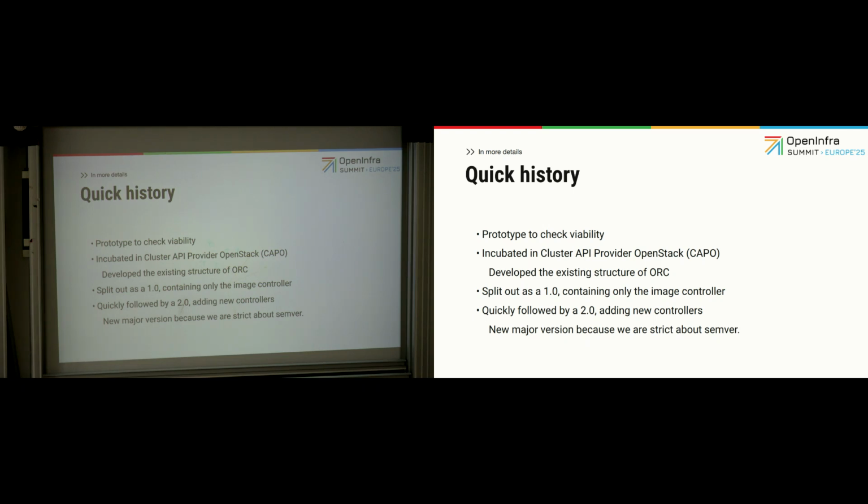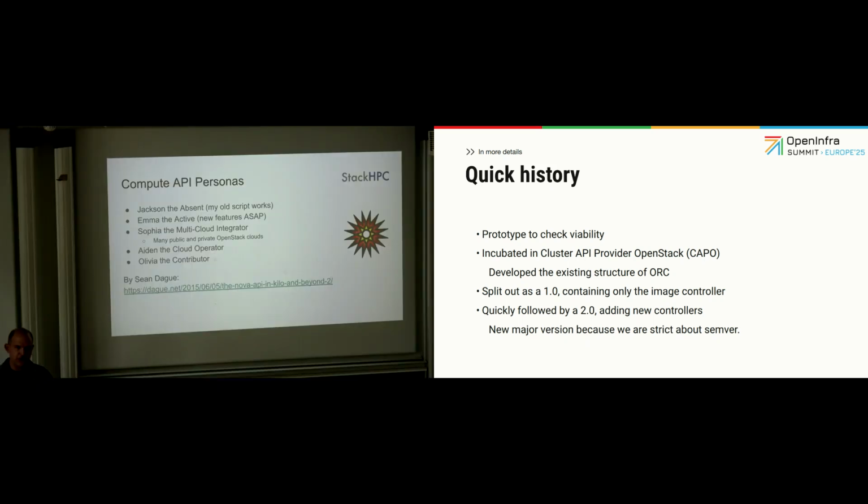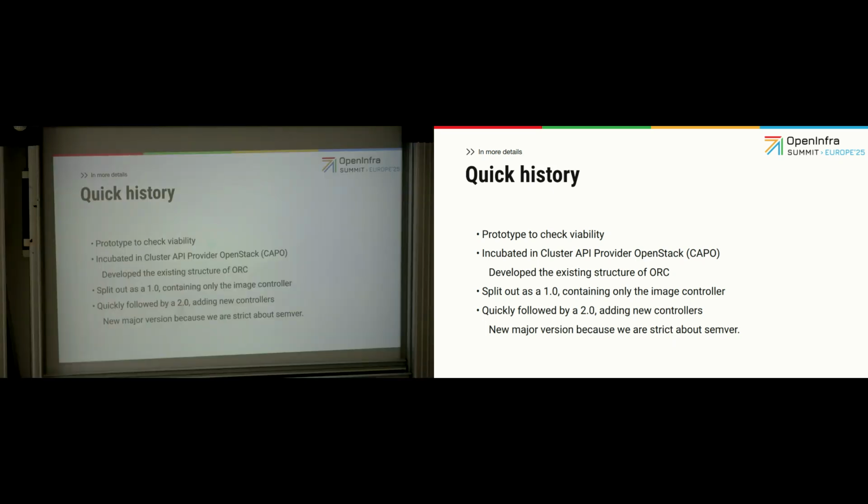So why did we make a new major version? The reason is that we try to be very strict about semantic versioning, and when working on these new additions, we discovered that the API was not correct, meaning from a Kubernetes point of view. So we had to make some non-backward compatible changes to the image API, and hence the major bump there.